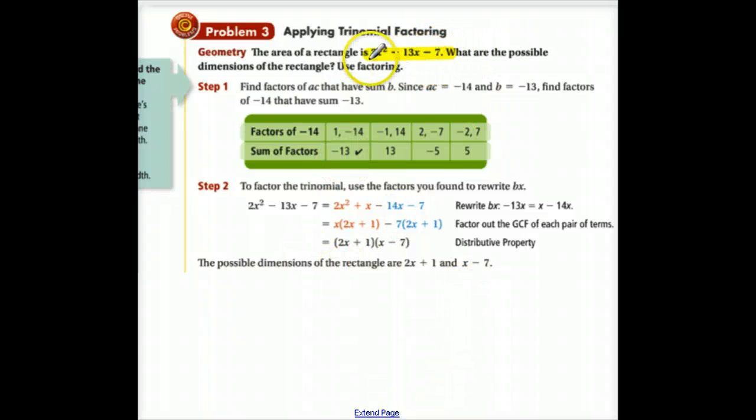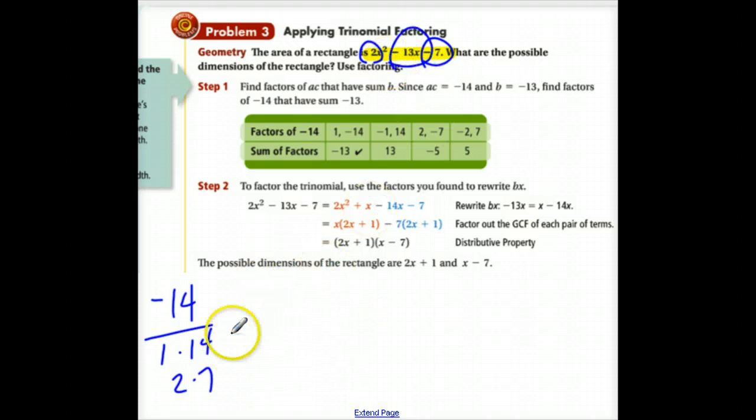Looks like if we find the product, we have 2 and negative 7. So negative 14. I'm thinking 1 and 14, 2 and 7. I need a sum of negative 13. If I take 14 and negative 1, that equals, oh no, I need it to be negative 13. So never mind. What if I take 1 minus 14? That'll give me my negative 13.